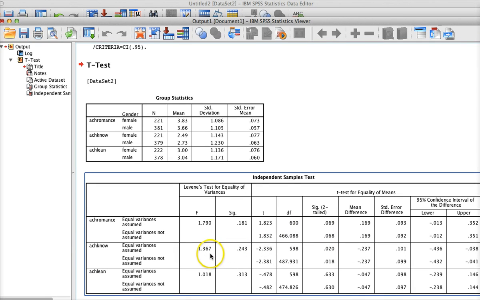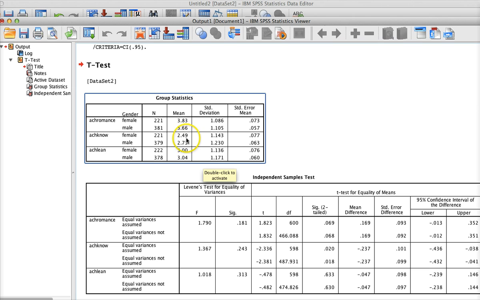However, on the knowledge item, again, we have not violated homogeneity of variance. That t with 598 degrees of freedom is statistically significant. It has a probability less than 0.05. It doesn't account for a lot of variability. Remember, to get the eta squared, you can take that t value, square it, and then divide by t squared plus degrees of freedom to see how much of the variability in those knowledge scores is associated with gender. It's not going to be a lot. But in any case, it is statistically significant.